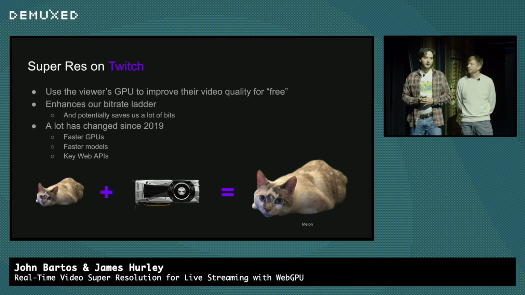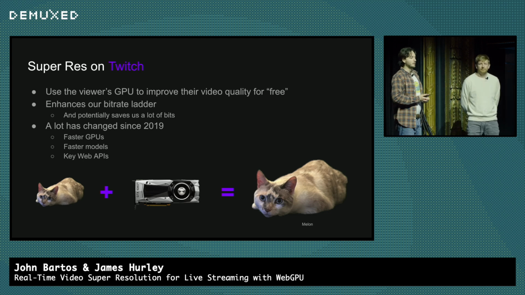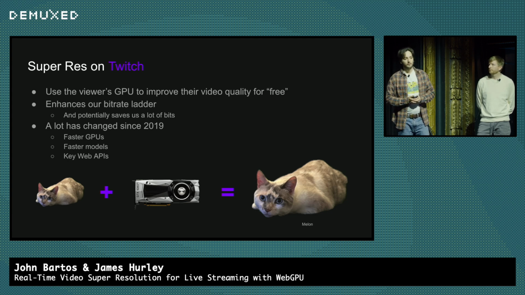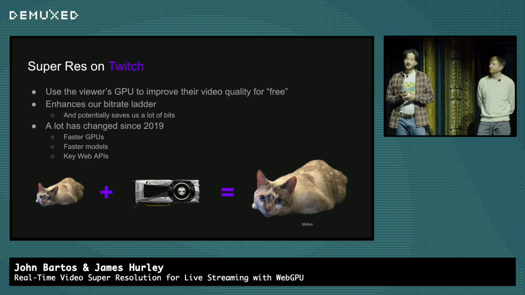Now, super res is really appealing to us on Twitch because we can run it on the viewer's GPU to improve their video quality for free. And this really enhances our bitrate ladder. We can go above what we typically offer, which right now is 1080p, and upscale 1.5 times to 2K. We can go within our bitrate ladder to upscale 720p to 1080 for a viewer who is not able to achieve that on their connection speed, all the while potentially saving us a lot of bits.